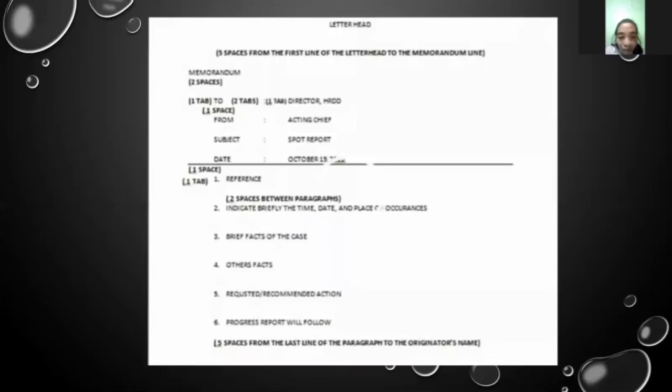Request, recommended action. Pwede ka mag-request ng mga autopsy sa crime scene laboratory. Progress report will follow. Kung ano yung susunod na report na gagawin mo, isusunod mo sa pinakababa. 5 spaces below, doon mo naman ilalagay yung originators, kung sino yung gumawa ng report, with signature.